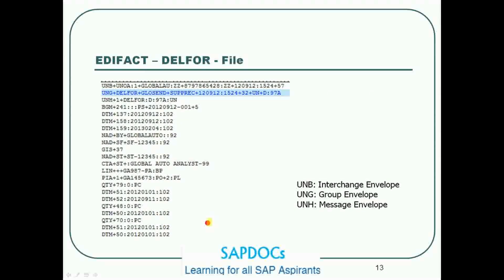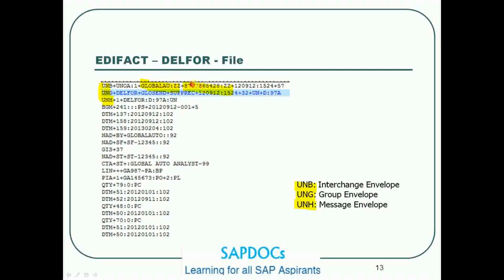Looking at a file for DELFOR. Similar to X12, EDIFACT also has 3 segments at the beginning of the file. They are also used as envelopes. UNB is for interchange, UNG for group, UNH for message. In the envelope, in the UNB segment, this is the sender of the message, and this is the receiver of the message.